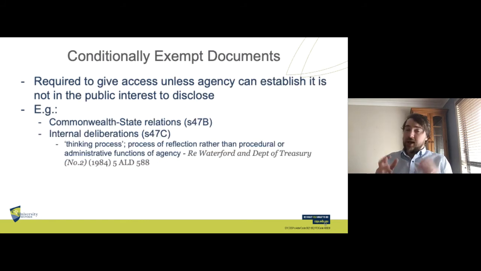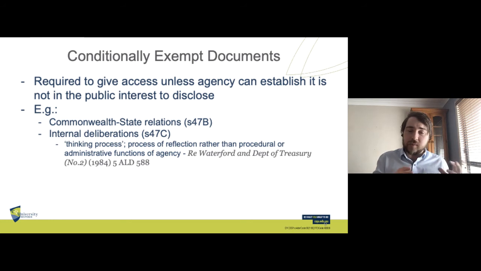Then we move to the category of conditionally exempt documents. So documents where the agency is required to disclose it unless they can establish that it wouldn't be in the public interest to disclose it. So just a couple of examples: Commonwealth-state relations or internal deliberations. The presumption is that those should be disclosed unless the agency or the minister can show that it wouldn't be in the public interest to release that information.